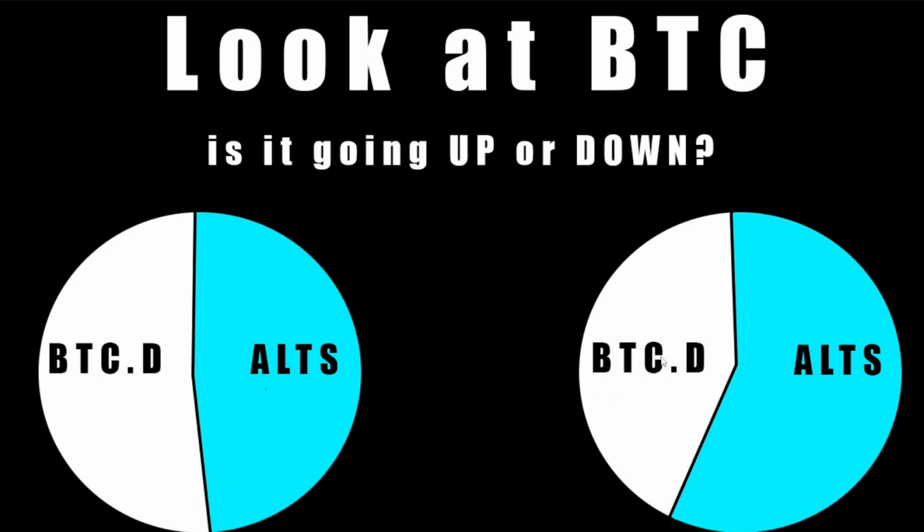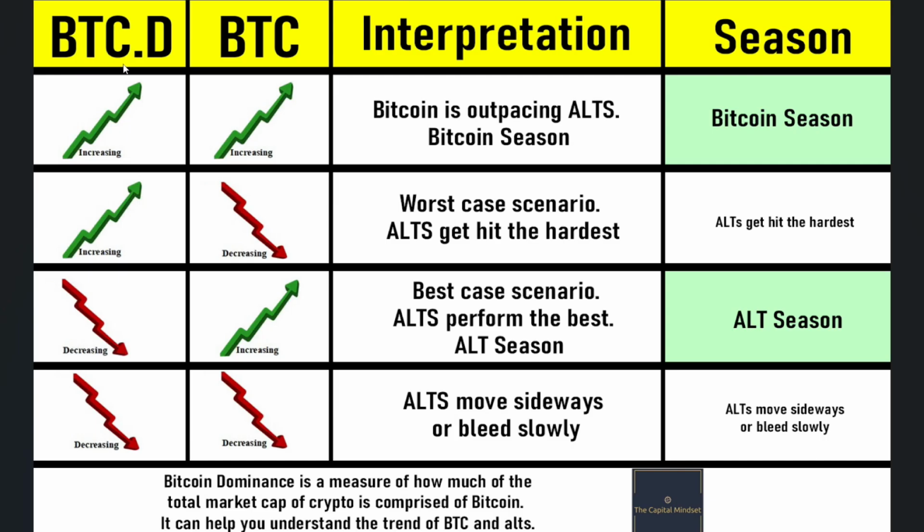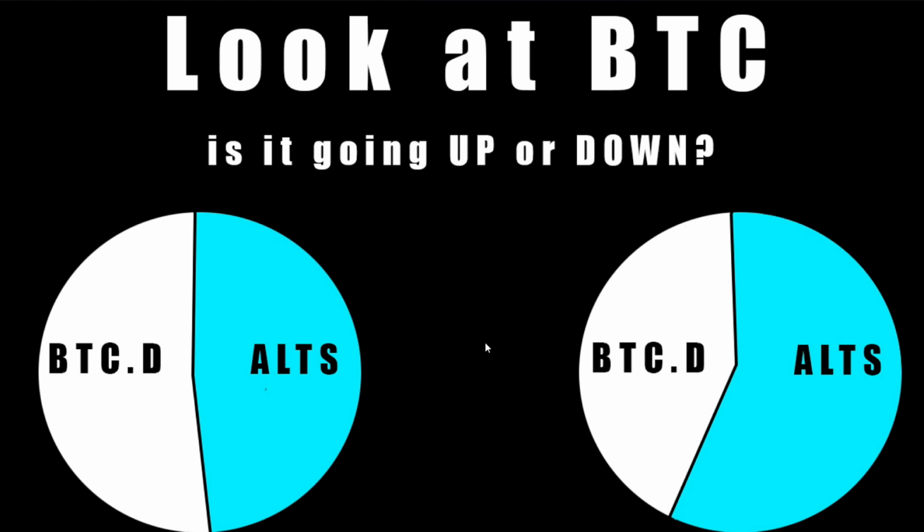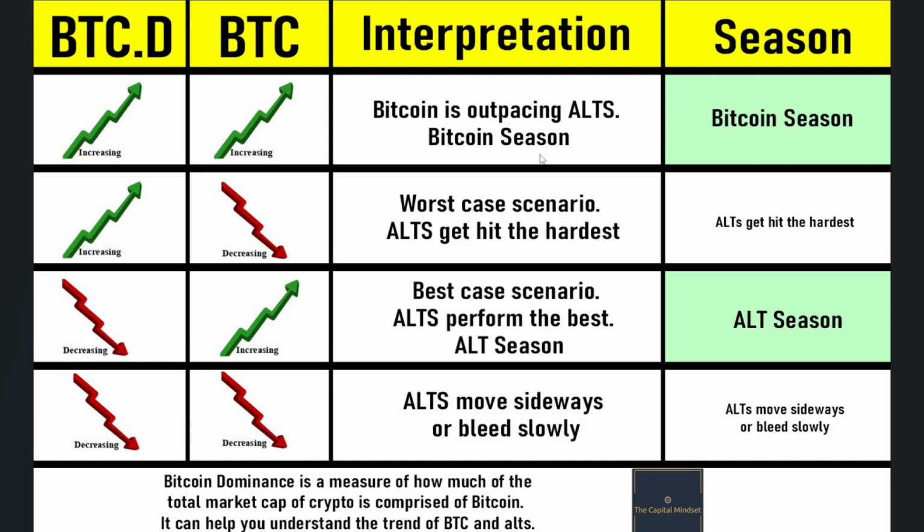However, when Bitcoin dominance reduces and the alts increase in dominance, this is of course showing that we have an alt season, depending on what Bitcoin is doing. So we have Bitcoin dominance, Bitcoin, the interpretation, and the season. So if Bitcoin dominance is going up and also Bitcoin is going up, then Bitcoin is outpacing the alts. And you can refer to this chart again. And this is what's called Bitcoin season.